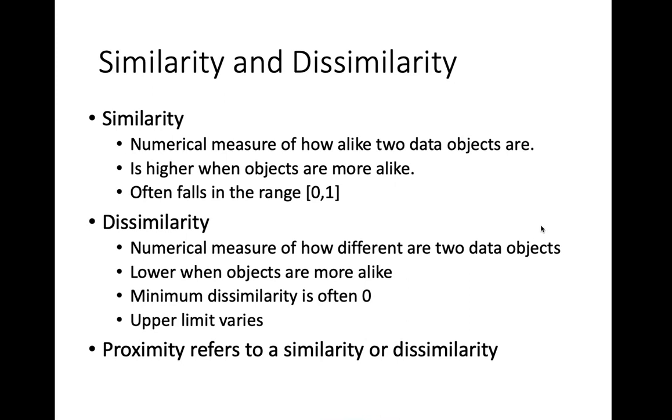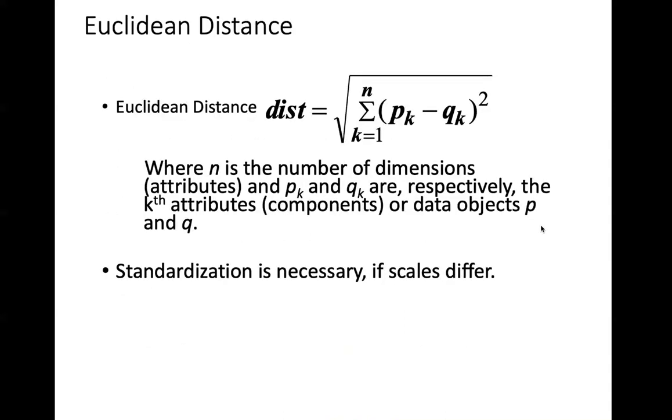Okay, and then we have the notion of proximity. If two objects are very similar and belong to the same class, they should be put with the same class label, and they should have high similarity or low dissimilarity. Okay, so that is the idea.